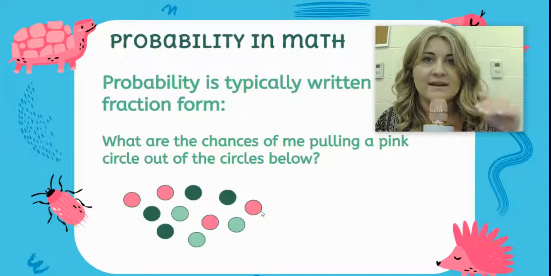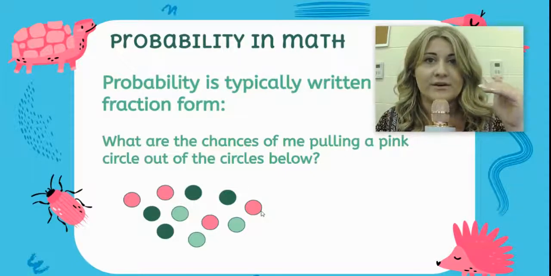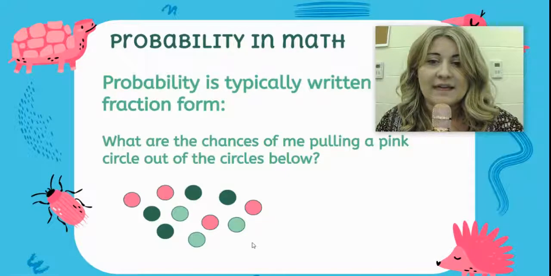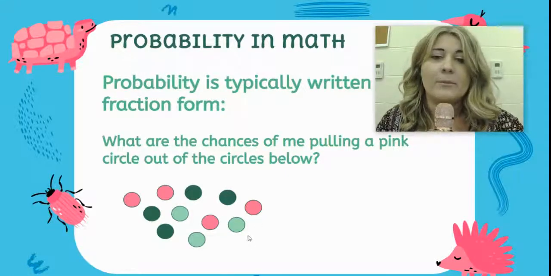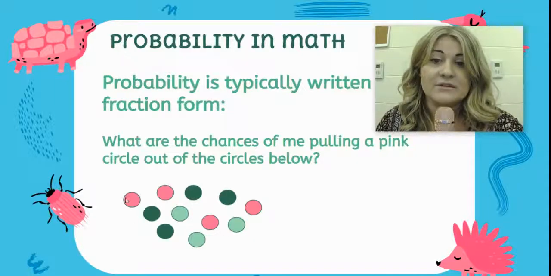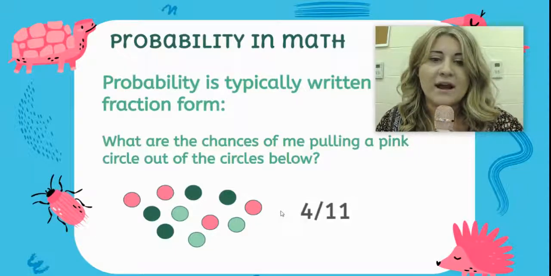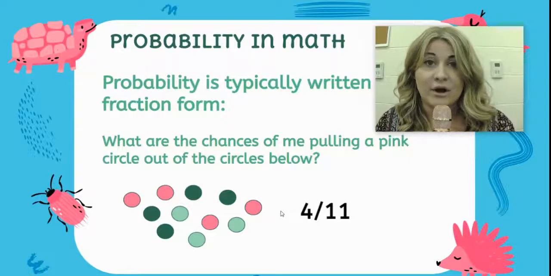4 is going to be my top number, which is my numerator in my fraction. And then I want to find out of how many circles altogether are there 4 pink circles. So the bottom number is our total of all the circles, including the pink ones. So we're going to count all of them now. 1, 2, 3, 4, 5, 6, 7, 8, 9, 10, 11. So 4 out of 11 of the circles are pink.